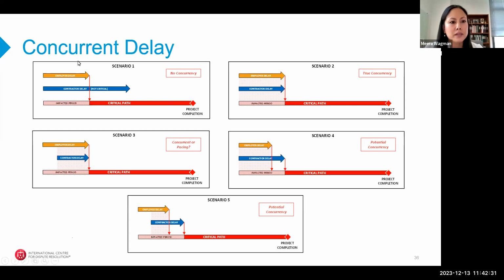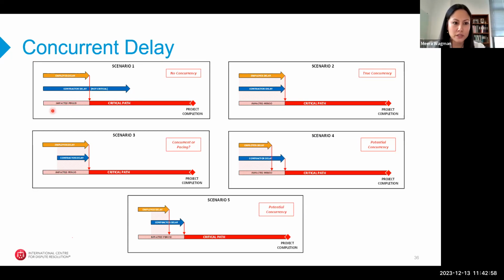Okay, so I have several scenarios here. On scenario 1, there's a critical path on the bottom shown in red to project completion. At the top, you have an employer delay shown in orange, and that is what is affecting the critical path. You also have in blue contractor delay on non-critical path works. In this scenario, I would say there is no concurrency. The owner delay is the only delay to the critical path.